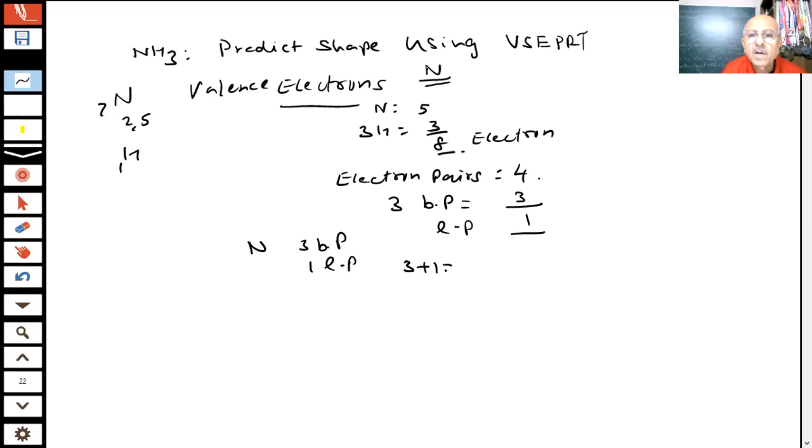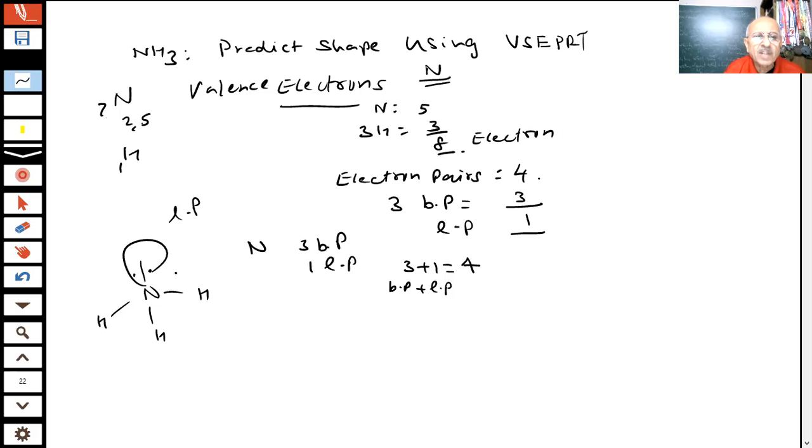Now there is a total of 3 plus 1, how much? 4. Lone pair plus bond pair. Bond pair plus lone pair is 4. If I say now it is tetrahedral, but what happens? There are only 3 bonds and 1 lone pair of electrons. This is my lone pair. These are bond pairs. Okay? What will happen to the geometry now? What will the shape look like?